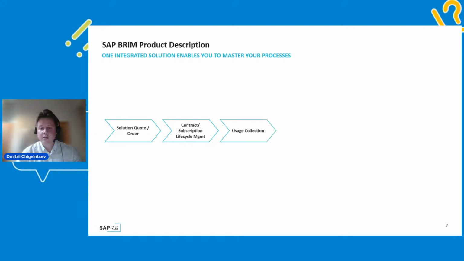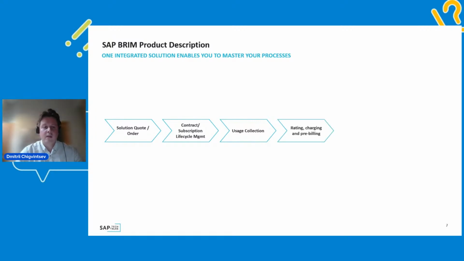The second step is usage collection. For the subscription, a usage-based approach is used. BRIM provides a wide range of options for collecting information for the calculation of the price. Regarding usage collection, we will also discuss it a little bit later. It's a very powerful engine that we have here in BRIM.